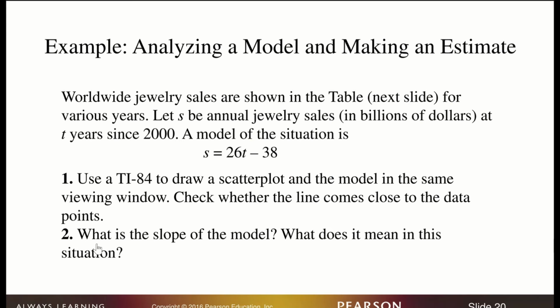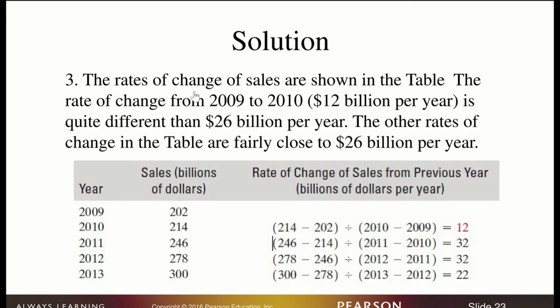So next they wanted to know what is the slope of the model. Of course, we know the slope is going to just be 26. Remember, this is exactly in the form of y equals mx plus b, so this number here is playing the role of m.